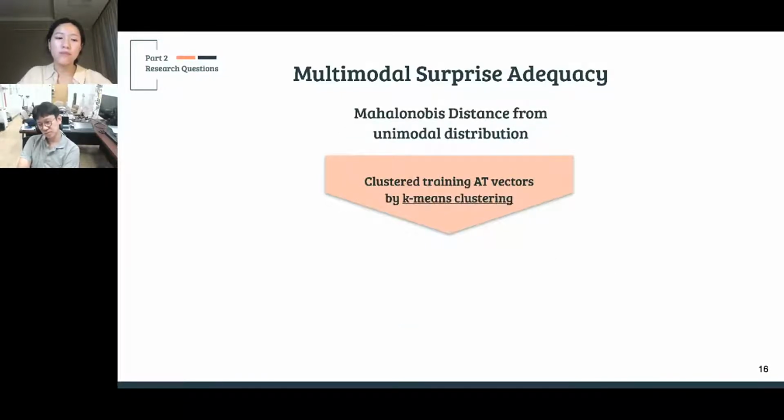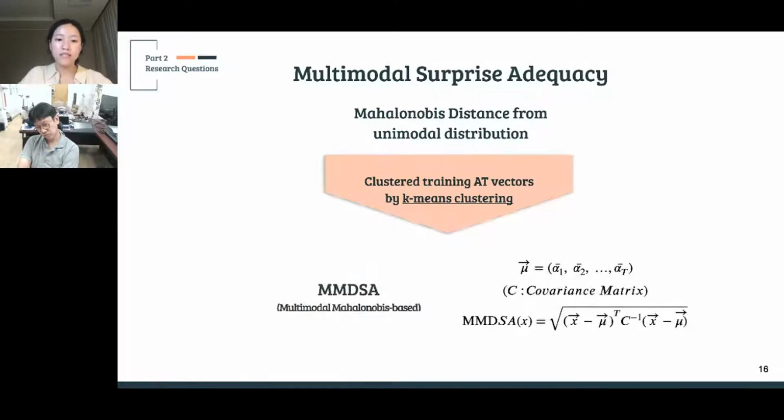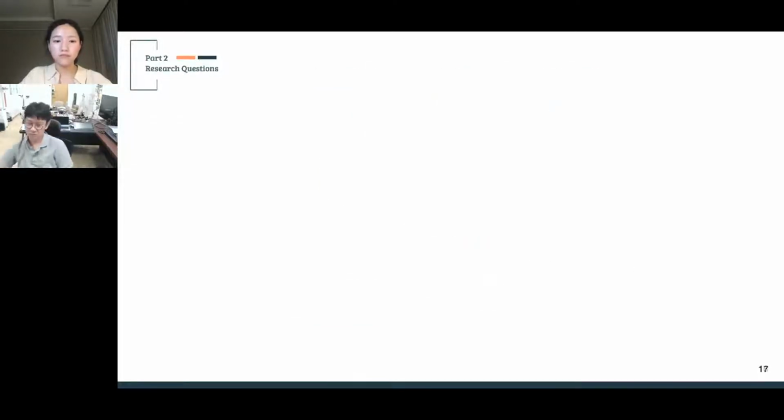Also, the original MDSA utilizes the Mahalanobis distance considering a unimodal situation. For the multimodal version of MDSA, which we call MMDSA, we first apply k-means clustering. Subsequently, we calculate the Mahalanobis distance between the input AT and the centroid of the closest cluster, using the mean values and the covariance matrices obtained from that cluster.